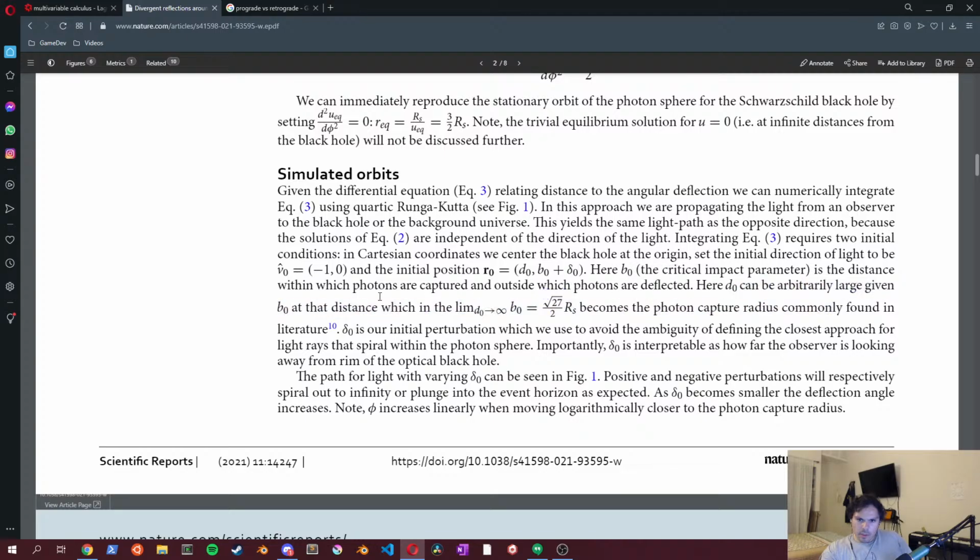d0 can be arbitrarily large given b0 at a distance, which in the limit as d0 goes to infinity, b0 has to equal this fraction of Schwarzschild radius, becomes the photon's capture radius commonly found in the literature. Delta 0 is our initial perturbation, which we use to avoid the ambiguity of defining the closest approach from light rays that spiral into the photon sphere. Importantly, delta 0 is interpretable as how far the observer is looking away from the rim of the optical black hole.